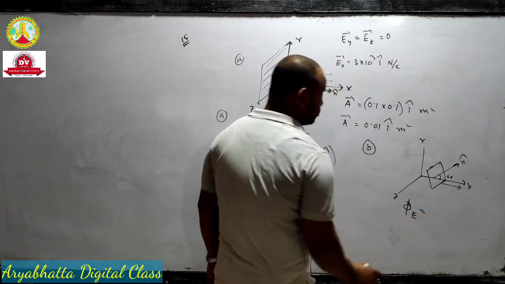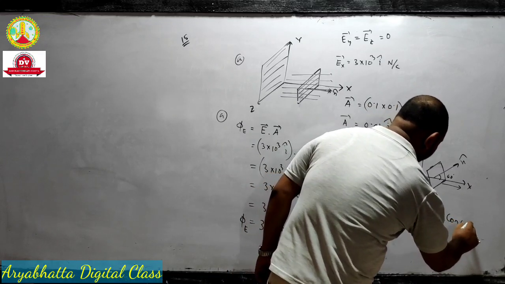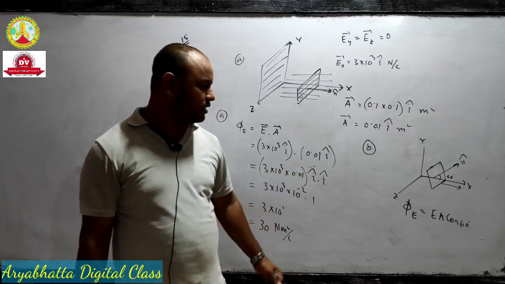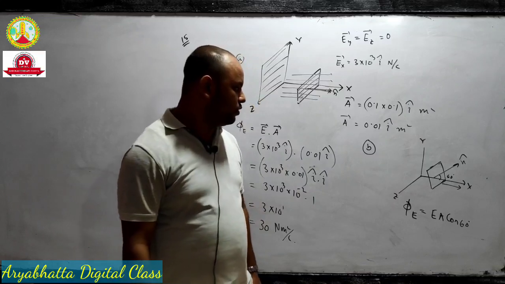In this case, the flux will be equal to EA cos 60 degree. EA is the magnitude of electric flux. It is a scalar quantity. The flux will be equal to EA cos 60 degree.